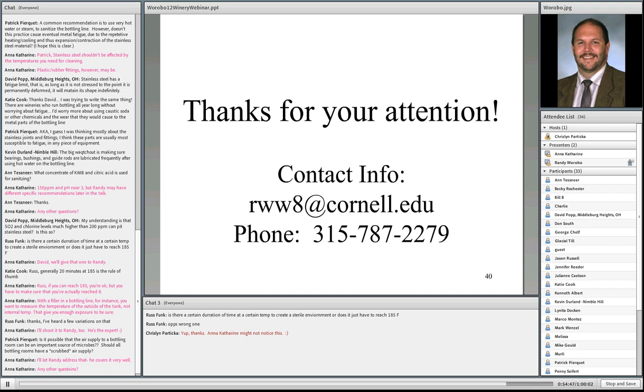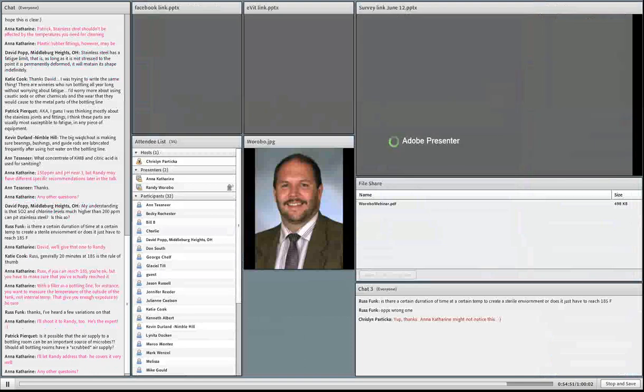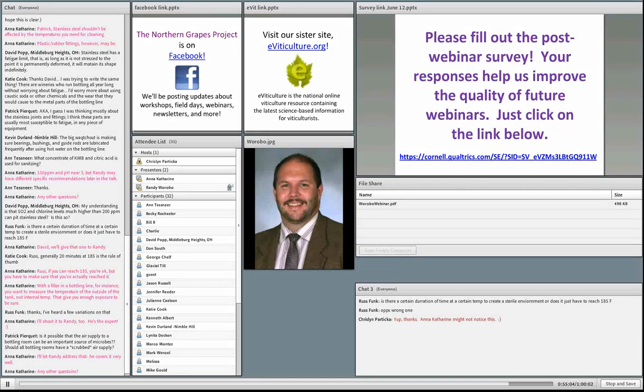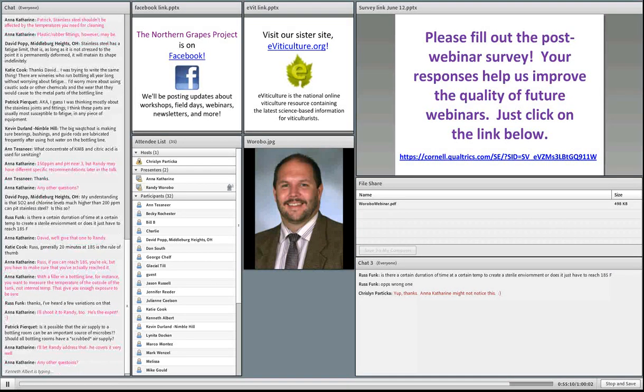Next question: is there a temperature and duration required to create a sterile environment, or does it just have to reach 185 degrees Fahrenheit? For wine spoilage, 185 will eliminate all the wine spoilage bacteria and yeast. It does not create what microbiologists consider sterile. You actually have to have it under 20 psi at 220 degrees Fahrenheit. So it's what we would call commercially sterile, but not sterile from a microbiologist's point of view.